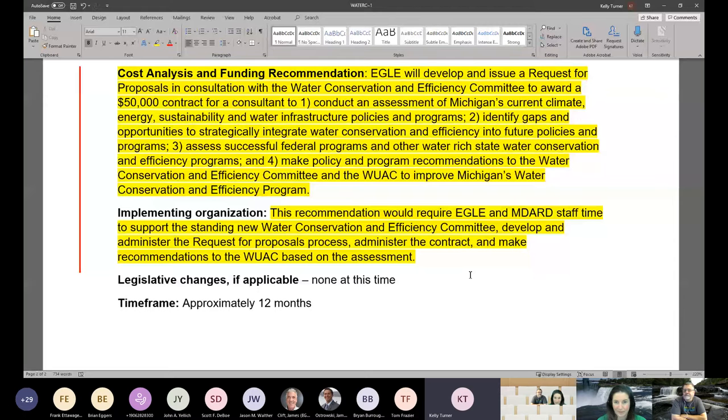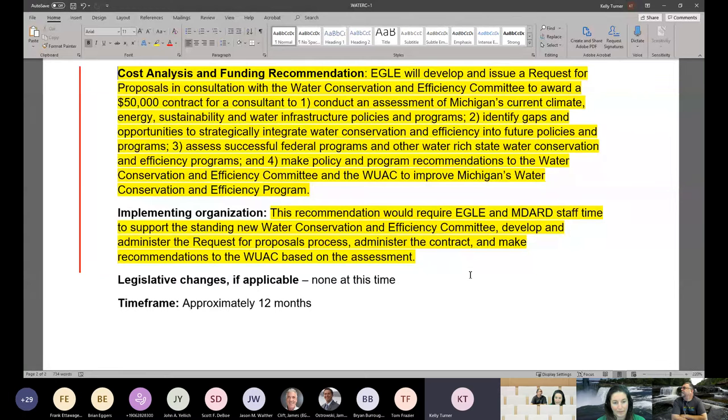So the first would be to conduct an assessment of our current climate, energy, and sustainability and water infrastructure policies and programs, then identify gaps and opportunities where we could strategically integrate conservation and efficiency into future policies and programs, and then three, assess successful federal programs and other water-rich states and what they're doing and things that we could possibly integrate into our policy and programs, and then make those recommendations not only to the Water Conservation and Efficiency Committee, but also to the full council in hopes of improving our conservation and efficiency programs statewide.